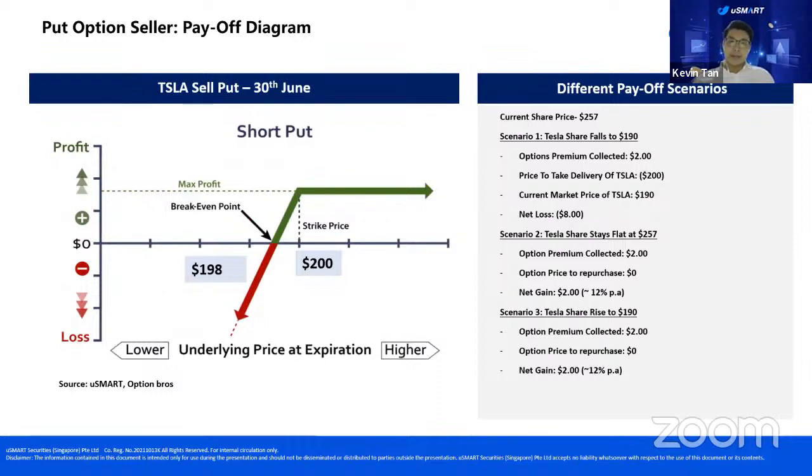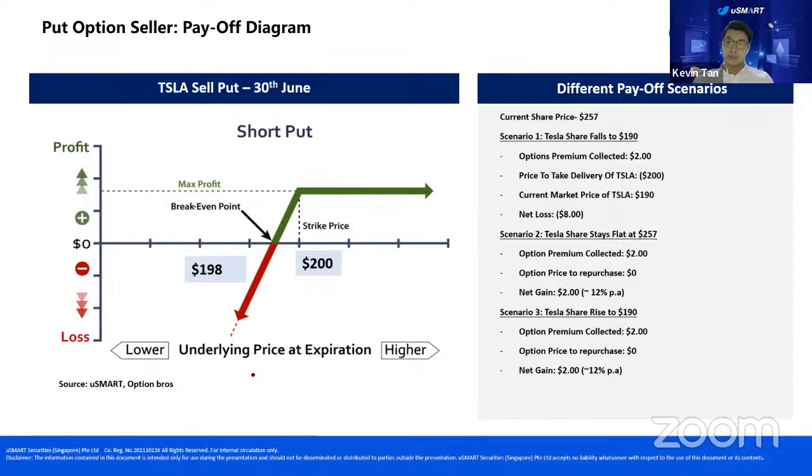So this is a very simple payoff diagram that I would like to share with you to sum up the things we talked about just now. Assuming that you sell a put option on Tesla, we typically call it a short put. Let's say the strike price is $200, which is the price you are comfortable taking Tesla shares at. The current share price for Tesla is $257. So assume the first scenario, where Tesla shares actually fell to $190. How would that impact you as an investor?